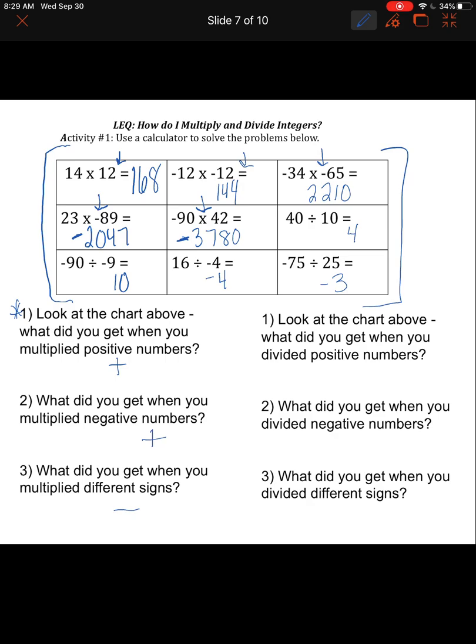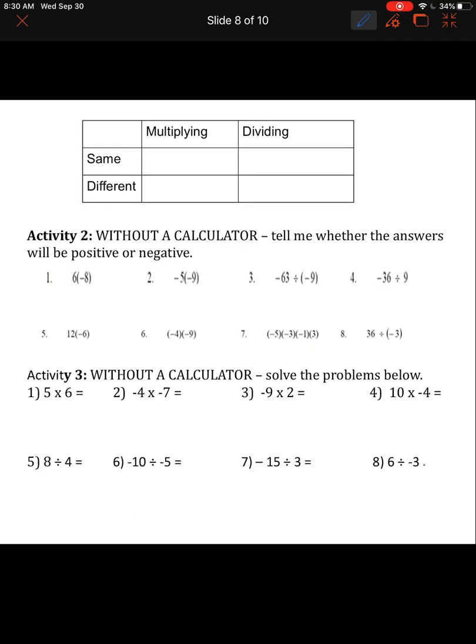So then we're going to answer the same questions, but dealing with division. When looking at the chart above, what did you get when you divided positive numbers? So positive 40 divided by positive 10 gave us a positive 4. What did we get when we divided negative numbers? So negative 90 divided by negative 9 gave us a positive 10. What did you get when you divided different signs? So we got positive 16 divided by negative 4, negative 75 divided by positive 25. So we got different signs, but our answers are negative. Okay?